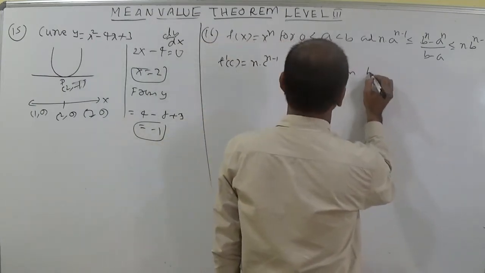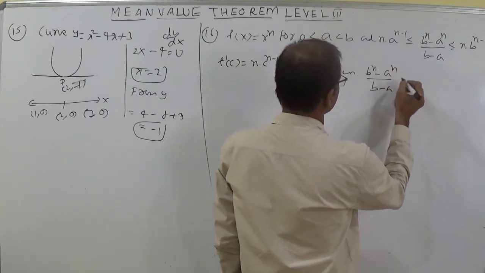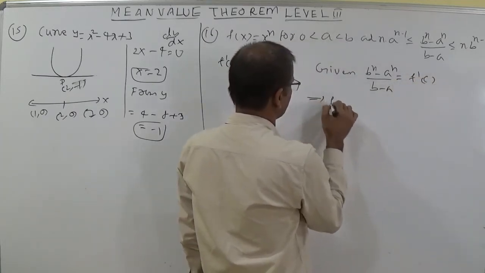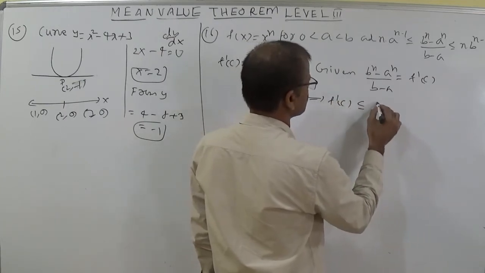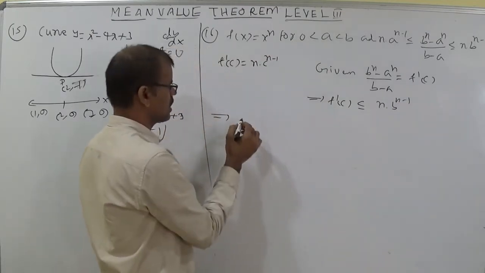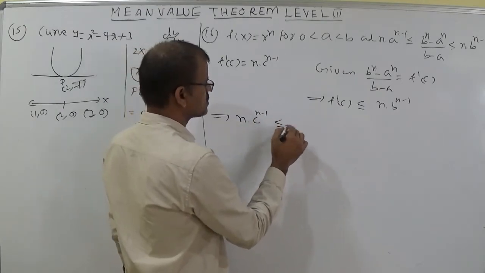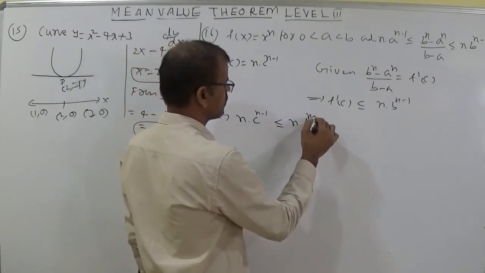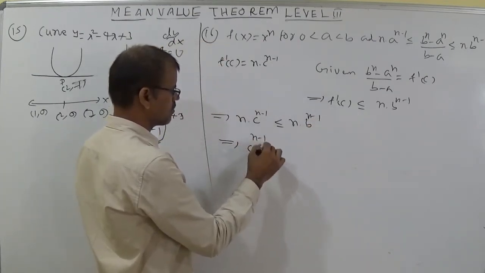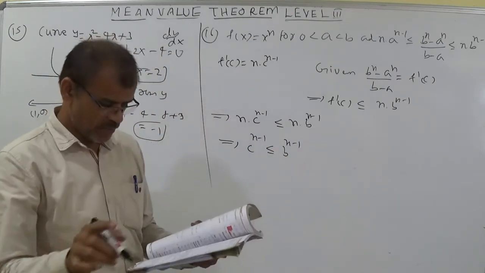According to Lagrange's identity, the given b power n minus a power n by b minus a is nothing but f dash c. So you can say that f dash c is less than or equal to n into b power n minus 1. That implies n into c power n minus 1 is less than or equal to n into b power n minus 1. n gets cancelled, so we can write c power n minus 1 less than or equal to b power n minus 1. Now it depends upon the options.